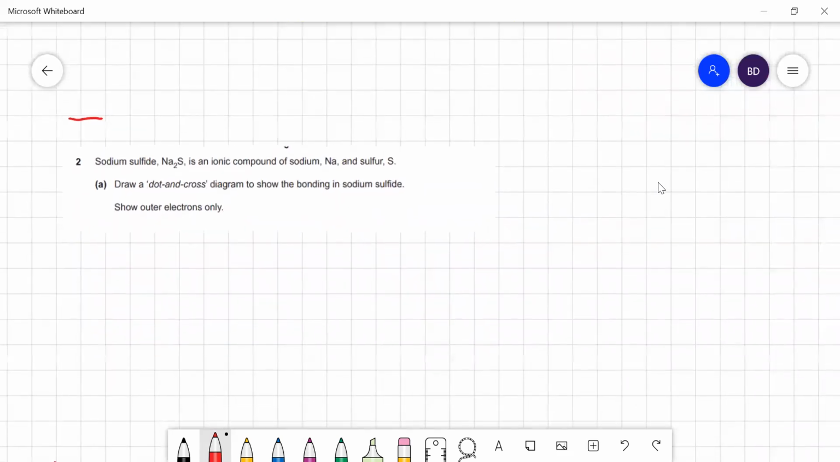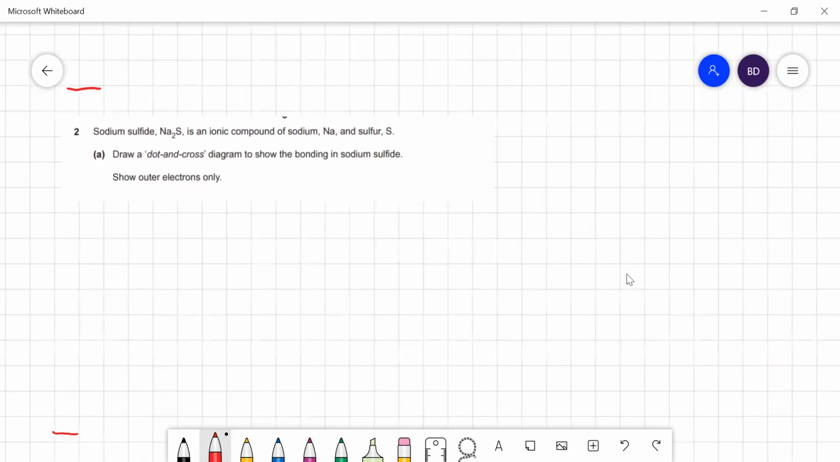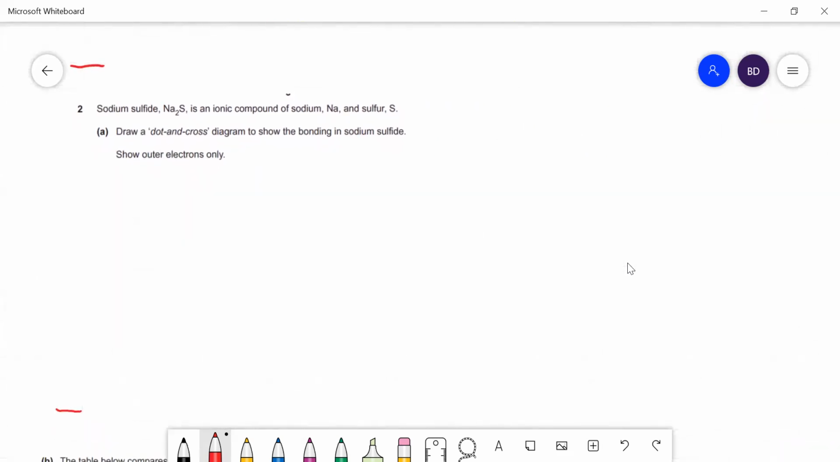Okay, sodium sulfide is an ionic compound of sodium and sulfur. Draw a dot cross diagram to show the bonding in sodium sulfide. Right. Okay, so sodium is 1s2, 2s2, 2p6, 3s1. So it's going to lose that 3s electron to form an Na plus ion. Okay, so there's going to be no electrons in the outer shell. So I'll just draw sodium like that.